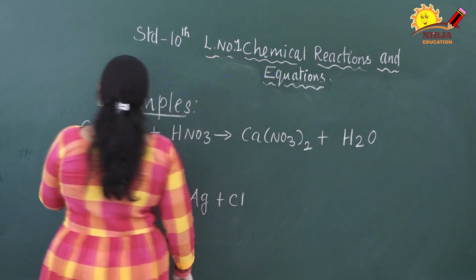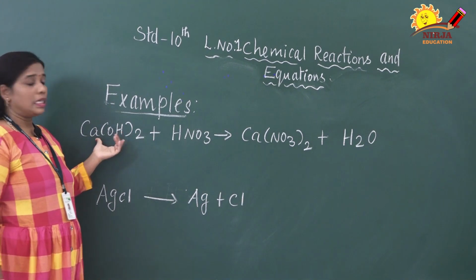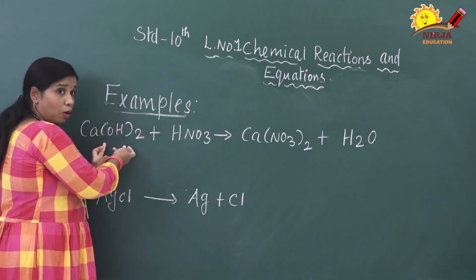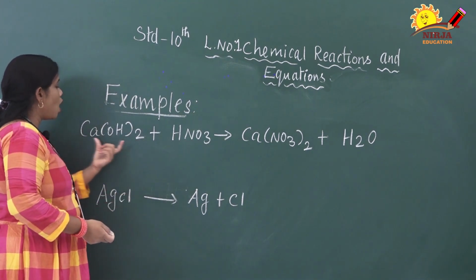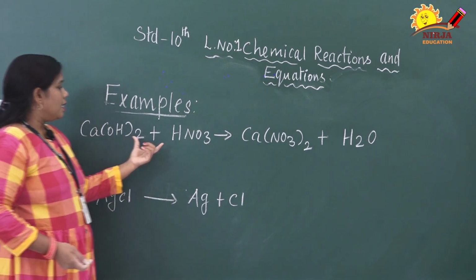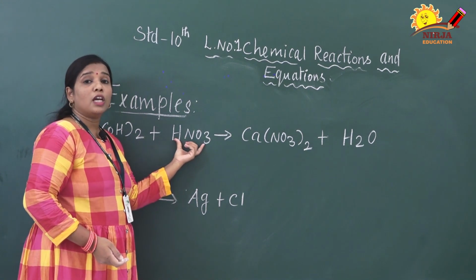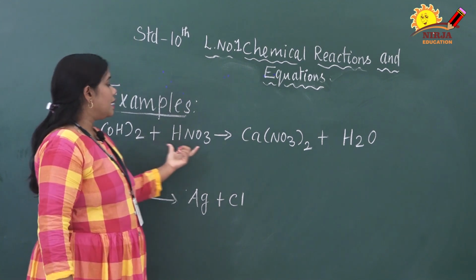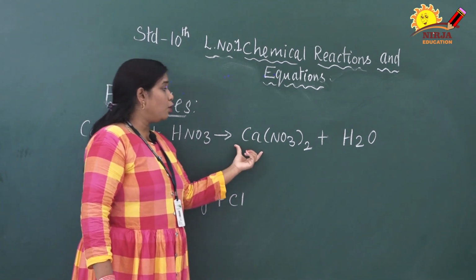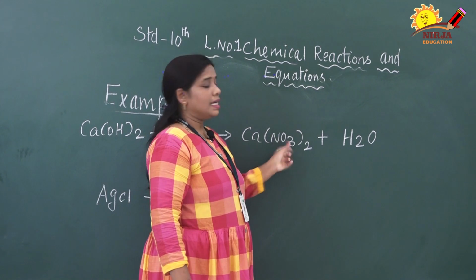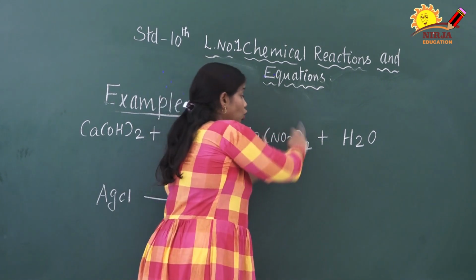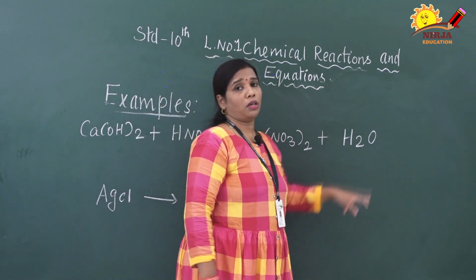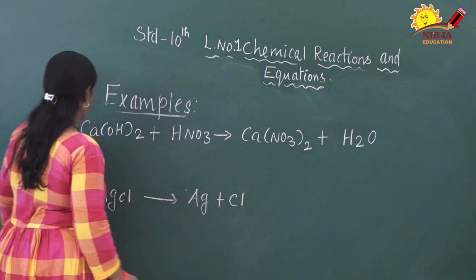The first one I am taking here is calcium hydroxide, Ca(OH)2. So this is OH only, whole bracket 2. So Ca(OH)2 reacts with nitric acid. HNO3 is nitric acid. So calcium hydroxide reacts with nitric acid. It produces calcium nitrate, Ca(NO3)2, NO3 only whole bracket 2. Along with that it produces water. Now we have to balance the equation.